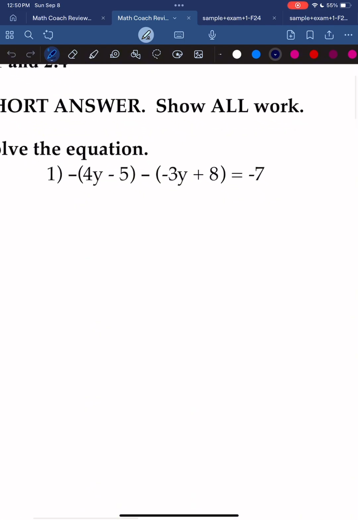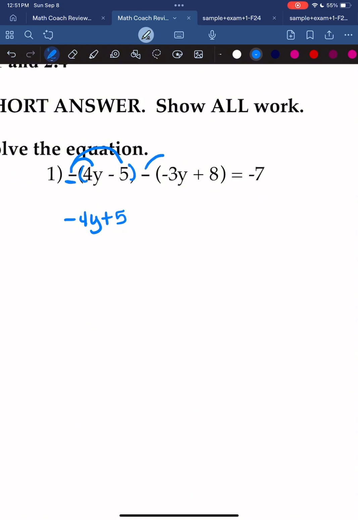So we talked about this last time. There's a negative sign, and then there's a parentheses. So we have to distribute the negative sign into the parentheses. Okay, so how do we do that? Negative times positive 4y is going to give us negative 4y. Negative times negative 5 is going to give us positive 5, because a negative and a negative gives us a positive number.